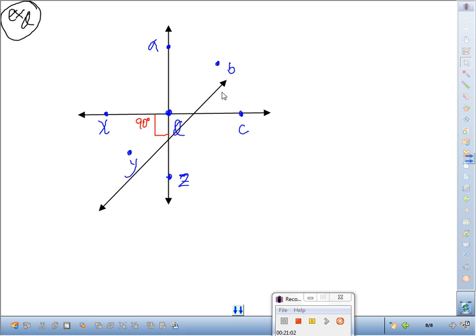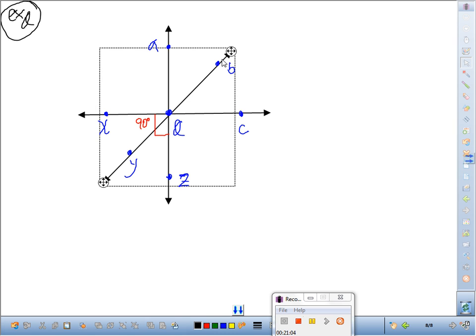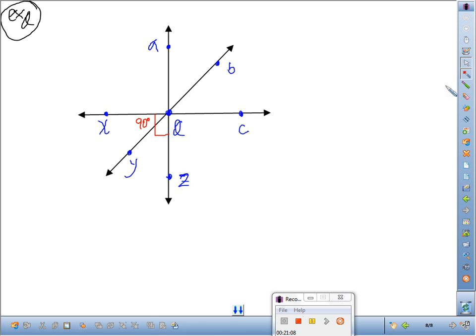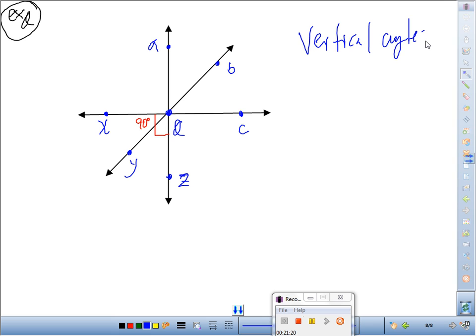All right. So, check this out. Let me put this back where it belongs. So now check this out. This is what I'm going to write. I want you to write next to it over here: vertical angles. Vertical angles. We're going to find all the angles that we can see from here. Here we go.